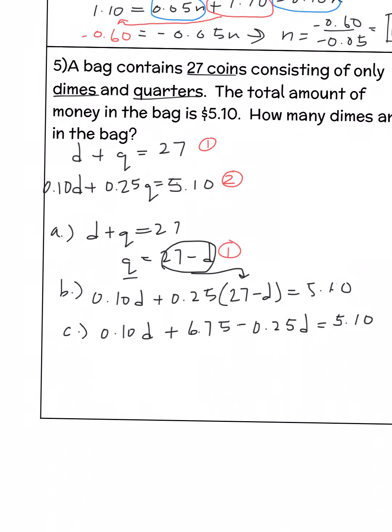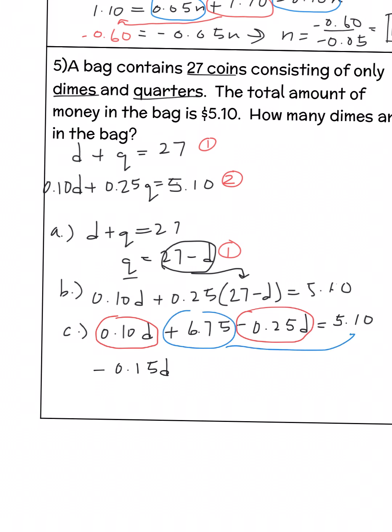And now I'm going to combine like terms. So I notice again that I can combine 0.10D to negative 0.25D. So what does that give me? Negative 0.15D. Then I'm going to take this plus 6.75 and subtract it from 5.10. So then this gives me negative $1.65, I believe.